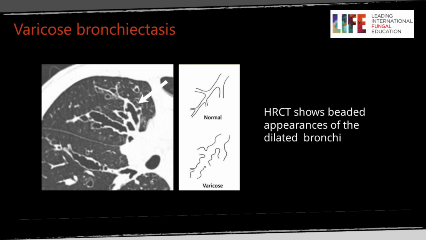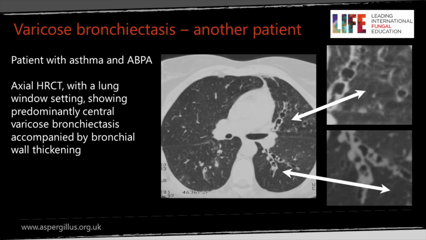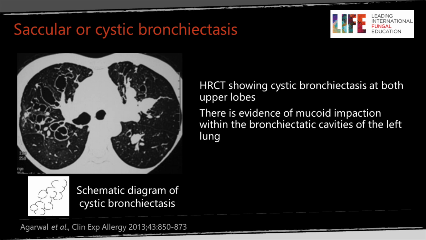This is an example where rather than just having parallel dilatation of the bronchi, you've got a very irregular, more varicose vein-like appearance of the bronchiectasis. Again, ABPA. Here's another patient with asthma and ABPA, and perhaps a better example of this beaded appearance of varicose bronchiectasis. More extreme examples, such as the ones with high attenuation mucus I showed before, can have frank saccular or cystic bronchiectasis, and this is just an end stage.